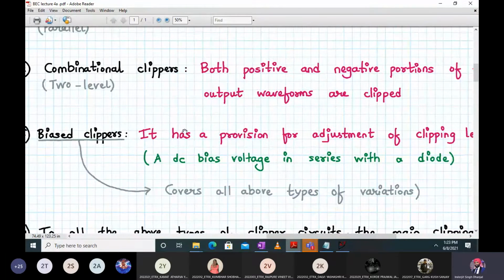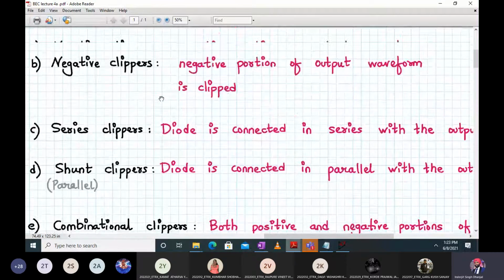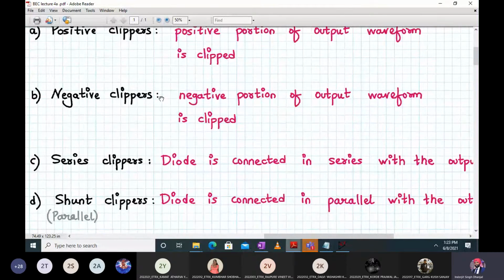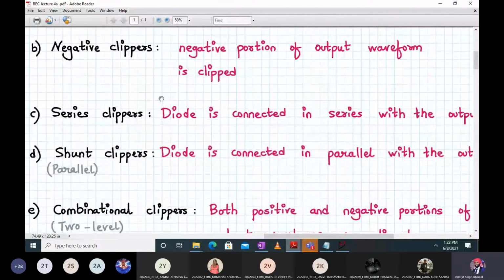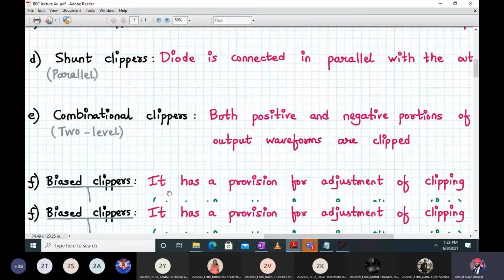Here, what we do is add a DC bias voltage. A DC supply is added in series with a diode, and this will cover all the above types of variations. The biased clipper can be a positive biased series clipper, or a biased parallel clipper, that is a shunt clipper. So it covers all the varieties.